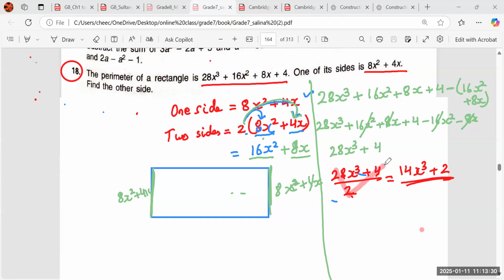Arav, hope you understood. Yes, sir. Why I divided by 2, because this is the total of two lengths, one this and one this. To find one, I have to divide it by 2. Okay.